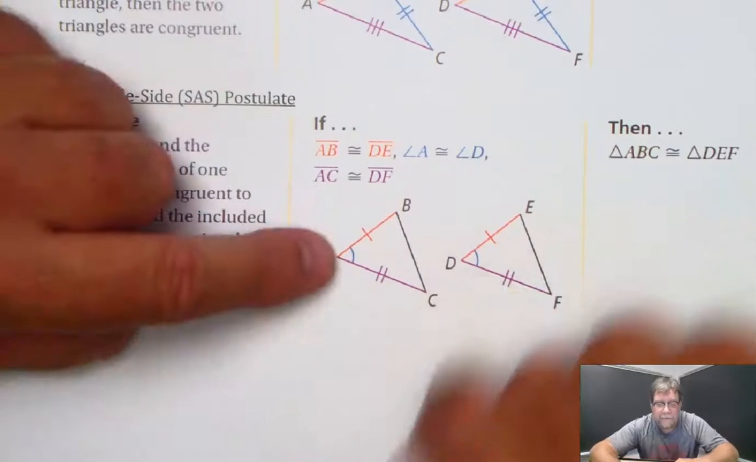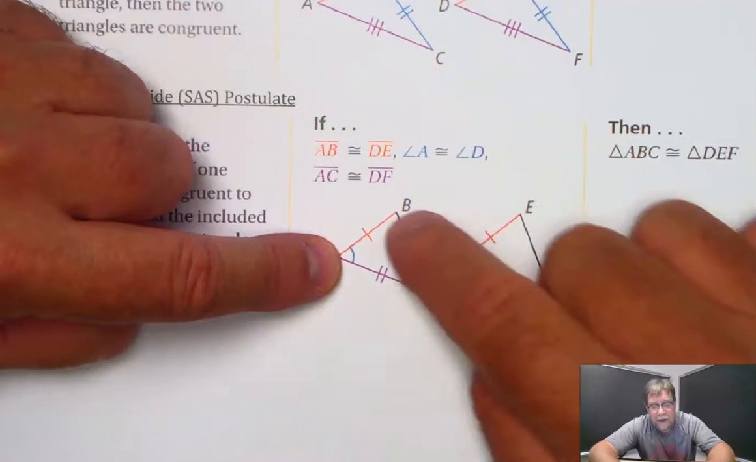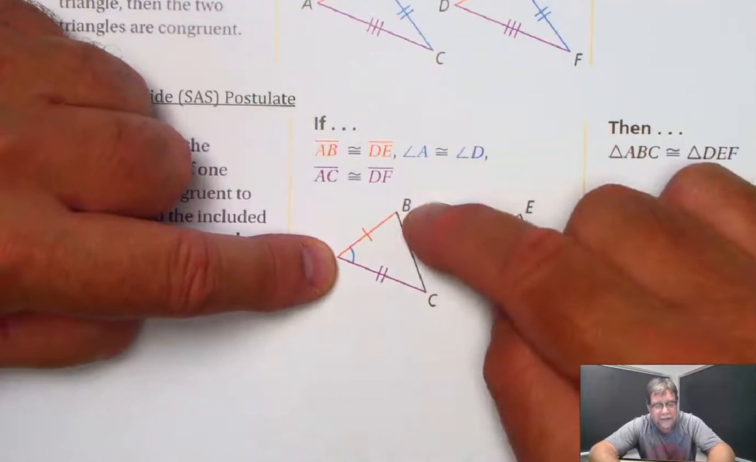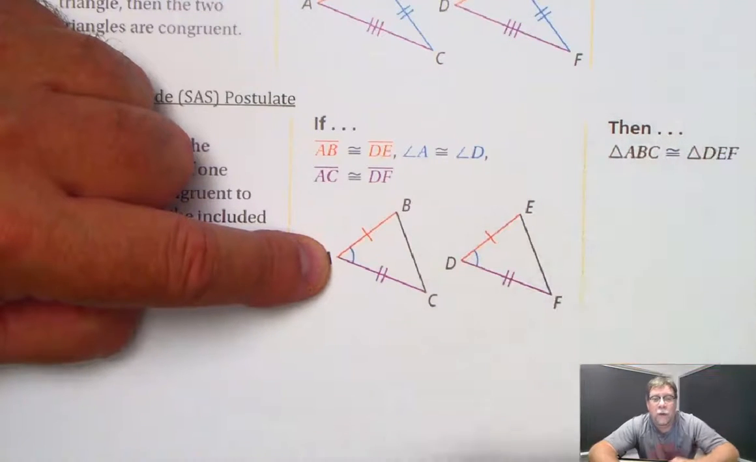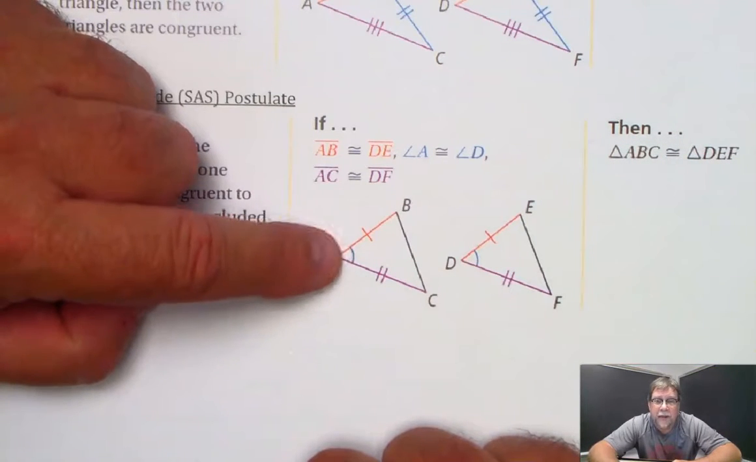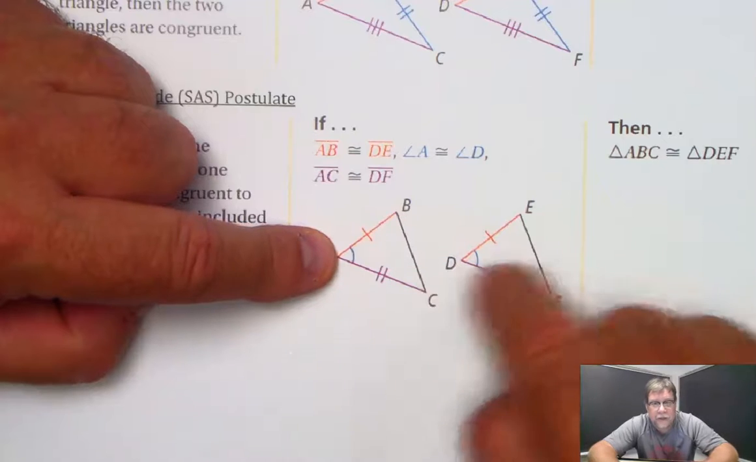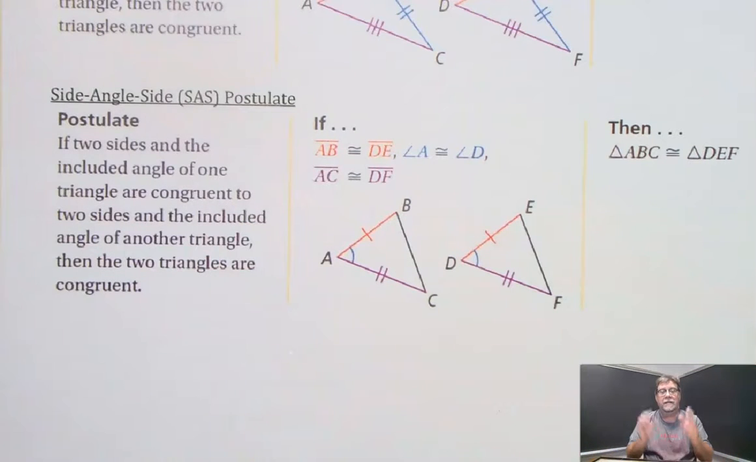I mean, think about it. If I can't change that angle and those lengths can't change, the only thing I can do is draw a line between B and C, and it would always have to be the same length because that angle doesn't change. So these things would all be congruent. And that's the idea behind the side, angle, side postulate.